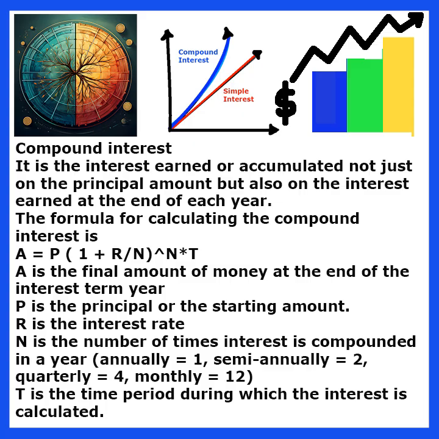A is the final amount of money at the end of the interest term year. P is the principal or the starting amount. R is the interest rate. N is the number of times interest is compounded in a year. Annually equals 1. Semi-annually equals 2. Quarterly equals 4. Monthly equals 12. T is the time period during which the interest is calculated.